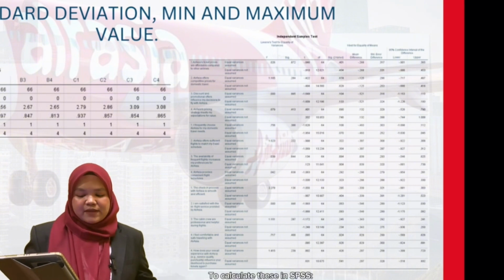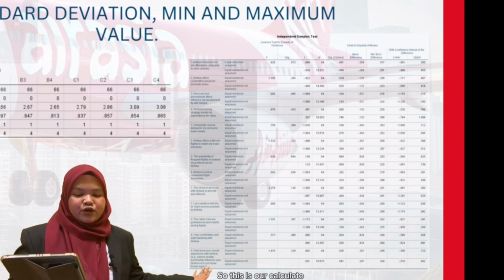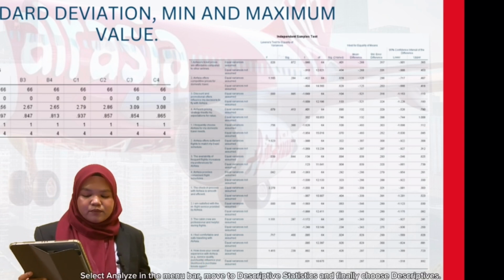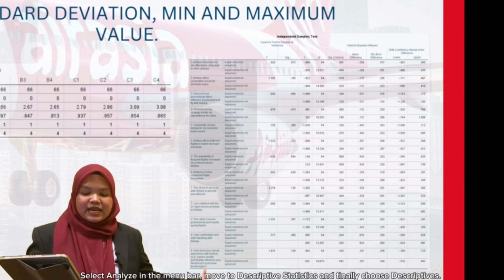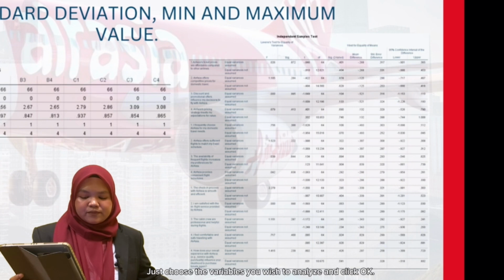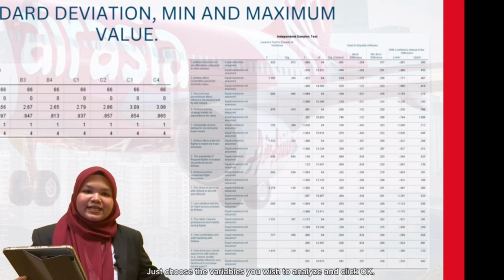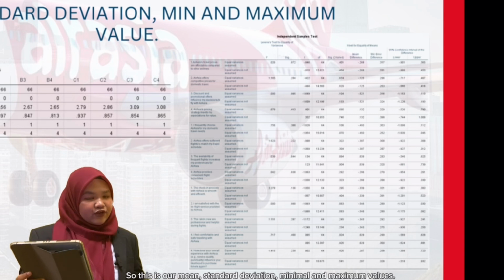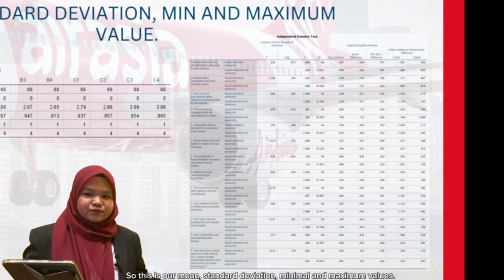To calculate this in SPSS, we select in the menu bar, move to Analyze, then Descriptive Statistics, and finally choose Descriptives. Just choose the variable you wish to analyze and click OK. So this is our mean, standard deviation, minimum, and maximum value.